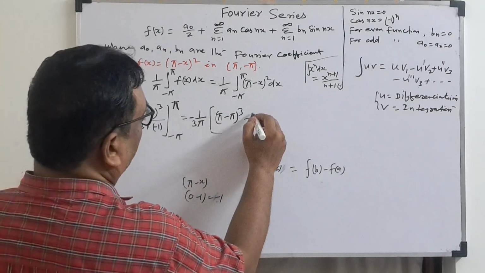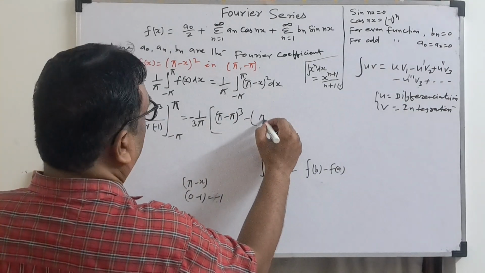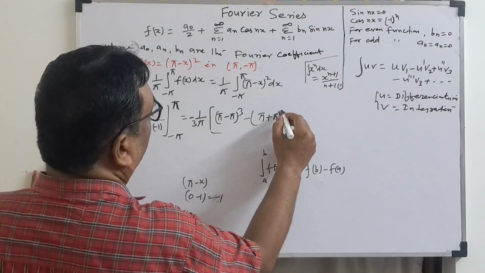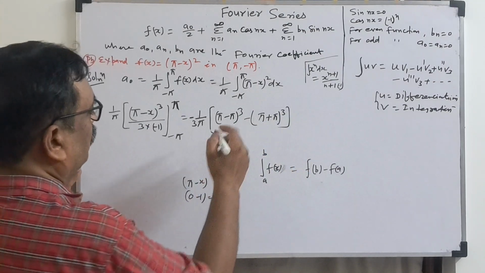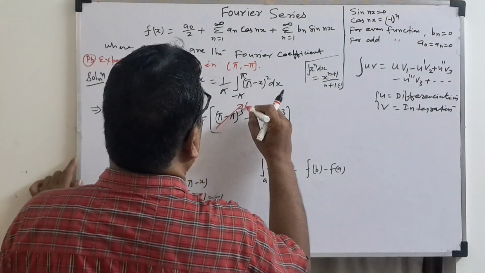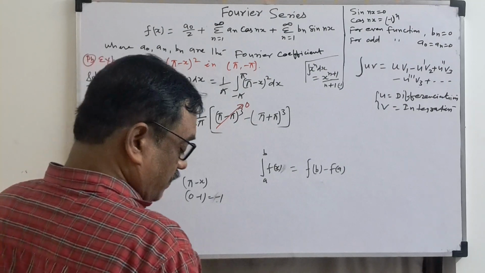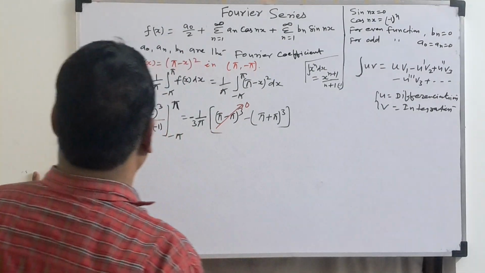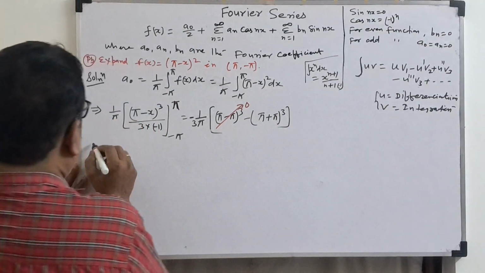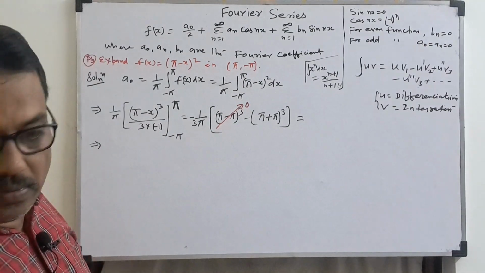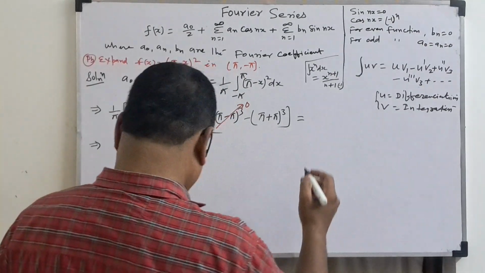Upper limit minus lower limit. Pi minus plus pi 3. Like this we can write. So this term will become 0. This term becoming 0. Now what is the remaining part here?